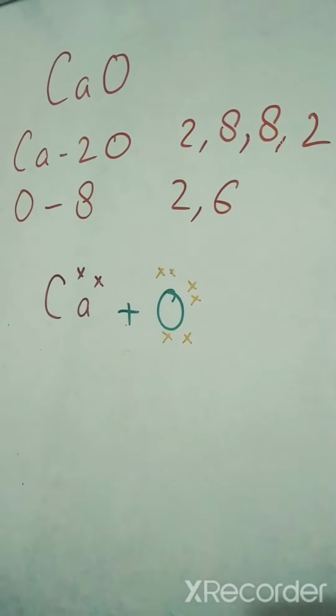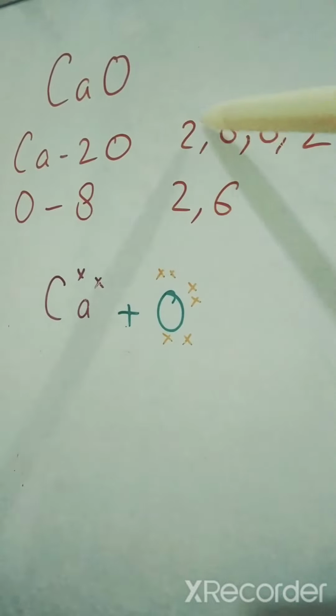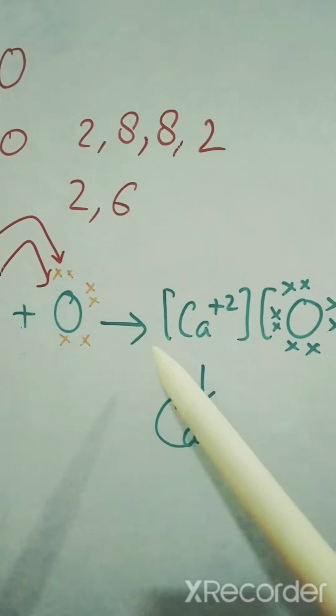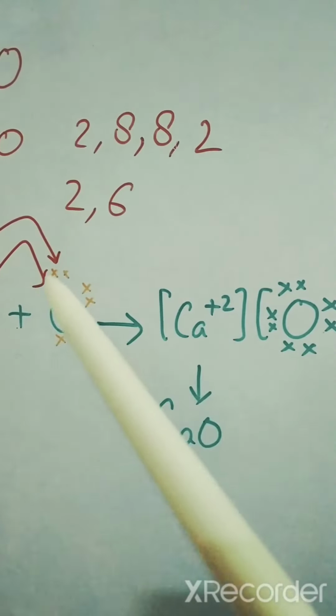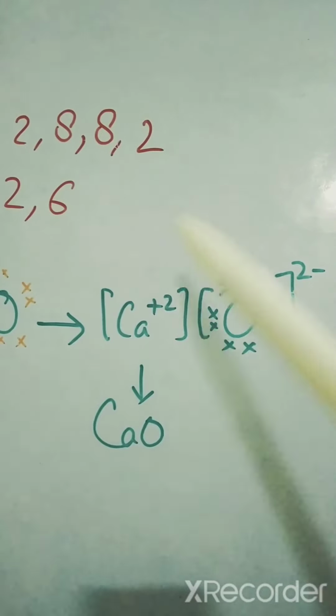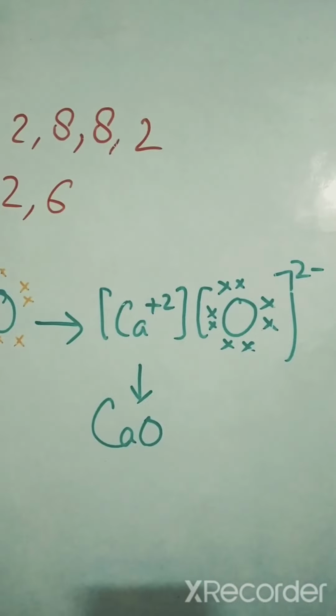It is easy for calcium to give both of its electrons to oxygen. So oxygen will get how many? 2, 8, and then calcium will become 2, 8, 8. Calcium is giving its 2 electrons, so calcium got a 2 positive charge. Oxygen is gaining 2 electrons, so oxygen will get 2 negative charge. So this is the electron dot structure for CaO.